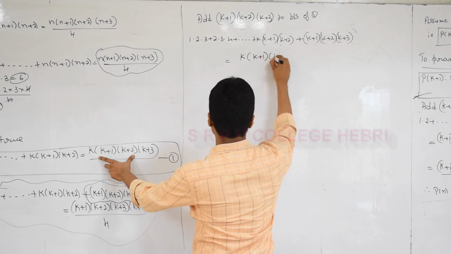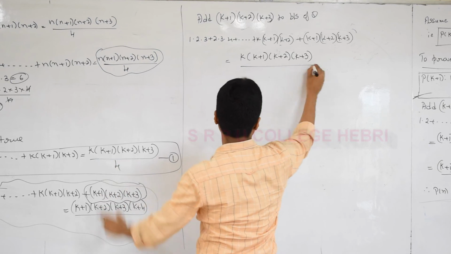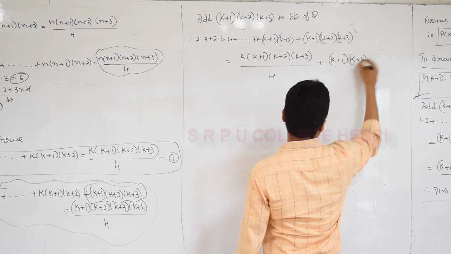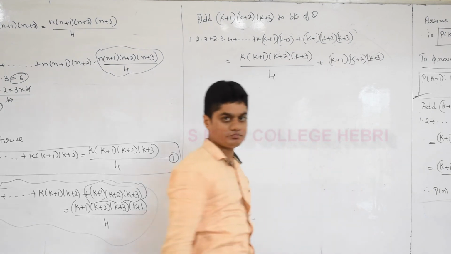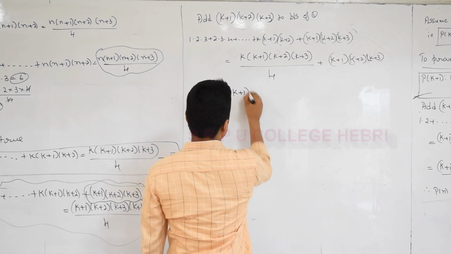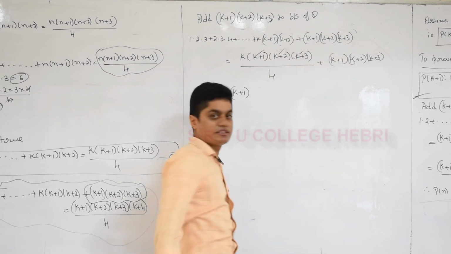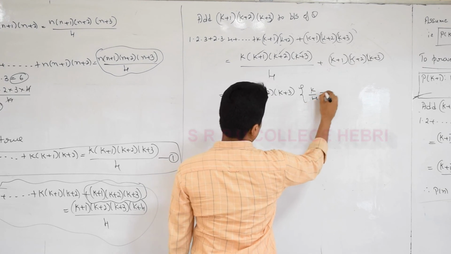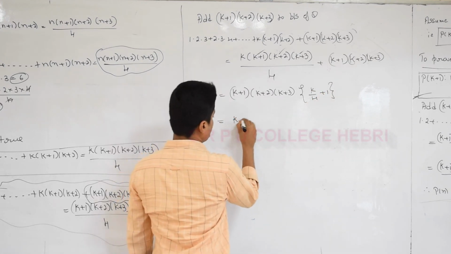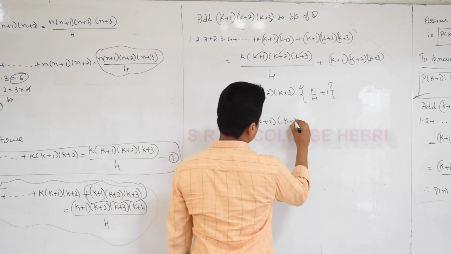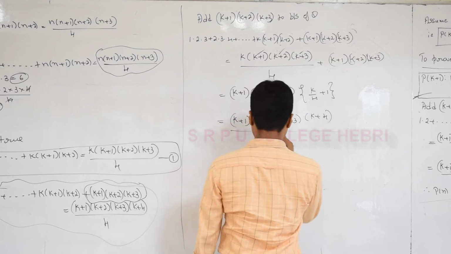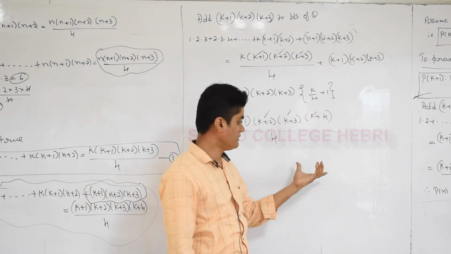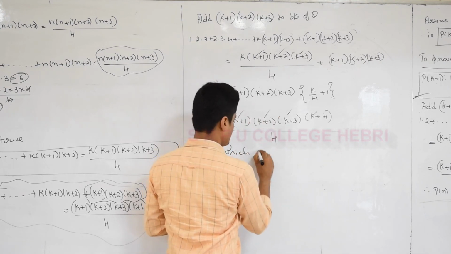K into k plus 1 into k plus 2 into k plus 3 divided by 4, and you are adding this term, that is k plus 1, k plus 2 and k plus 3, to both sides. So when you add, you know the procedure. You should take the common term outside. Which is the common term? K plus 1 is common, k plus 2 is common, k plus 3 is also common. So take that outside: k plus 1, k plus 2 and k plus 3 outside. So you will get k by 4 plus 1. Take LCM: k plus 1, k plus 2, k plus 3, k plus 4 by 4. Now compare this. K plus 1, k plus 2, k plus 3, k plus 4 divided by 4. So it will match with the expression P of k plus 1.